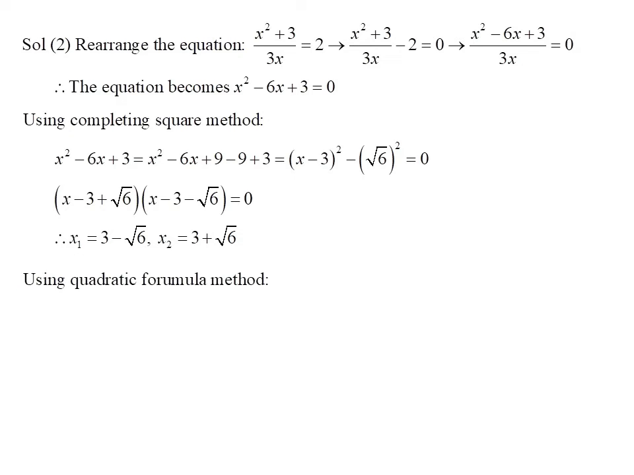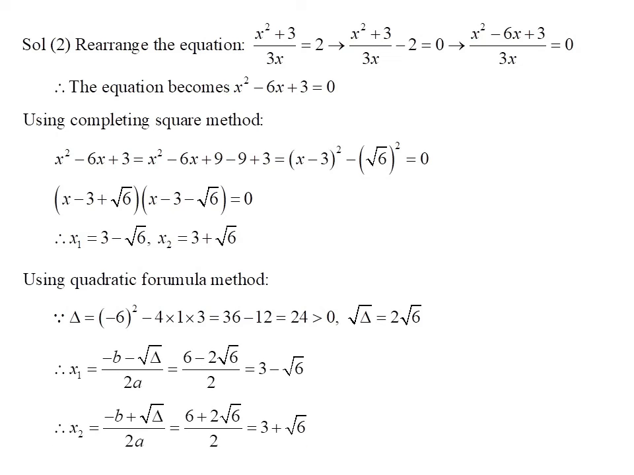As for the quadratic formula method, we need to calculate and check its discriminant first. Since delta is equal to 24, we know the equation has two distinct real roots. After applying the quadratic formula, we have two real roots, 3 minus square root 6 or 3 plus square root 6.